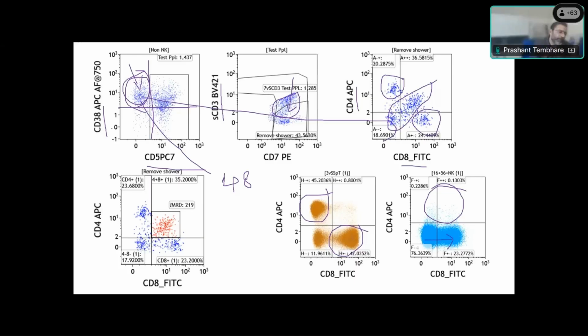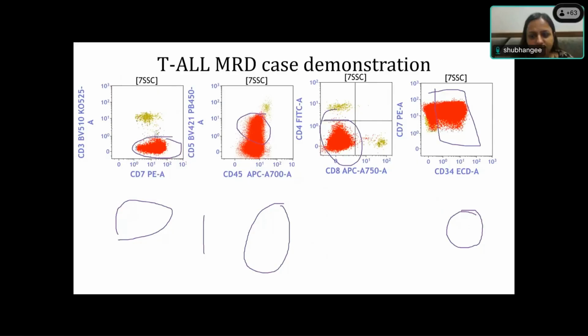Okay, sir. We can go into details, but it has to be a T-ALL MRD focused session. Okay. Sir, next is, do we need any extra markers in case of ETP-ALL?